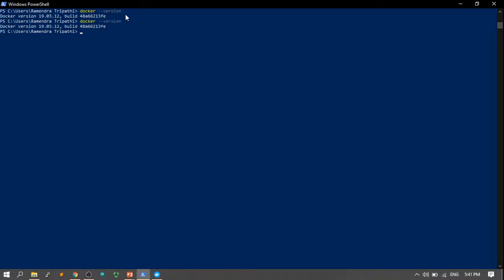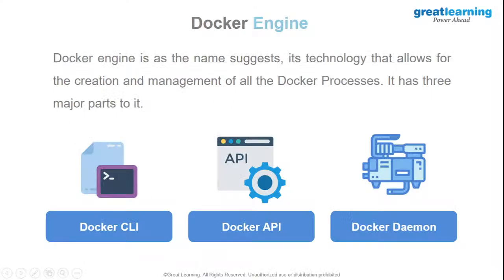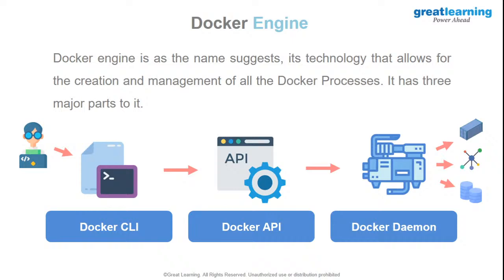That is your CLI, a command line interface where you're interacting with Docker using Docker commands. So let's say there is a user who wants to create certain objects. He will type in the command and it will be communicated through the API to the daemon, and the daemon will create those objects and report back to the user. Okay, so that's the Docker engine.